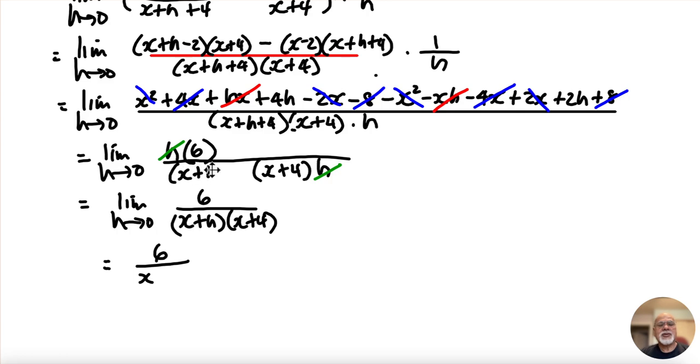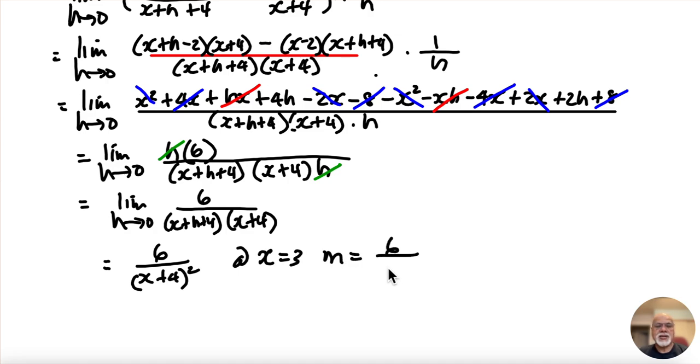X plus h plus 4. And yet one more time, x plus h plus 4. But now as h goes to 0, this turns out to be x plus 4 on the bottom and another x plus 4, so that just ends up being x plus 4 squared. Remember what this represents: this is the slope of the tangent at any x. And so at x equal to 3, the slope would be 6 divided by 7 squared, which is 6/49.